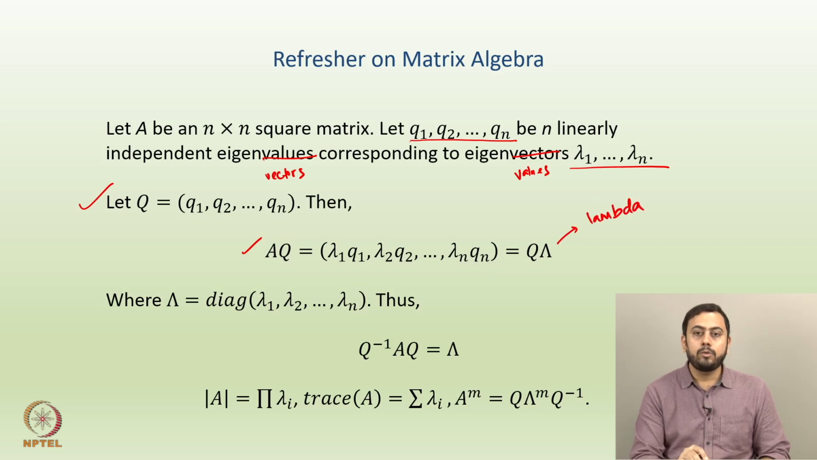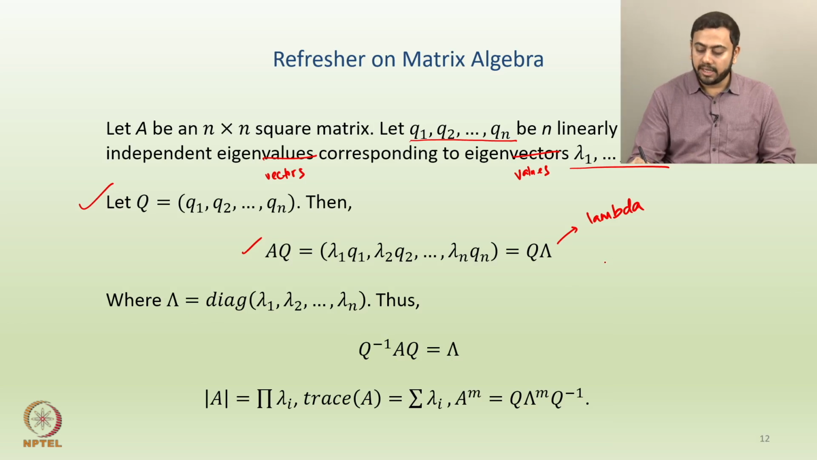So AQ should be equal to Q times capital lambda, where capital lambda is a diagonal matrix containing all the eigenvalues on the diagonal, and the off-diagonals are zeros. Make sense? So this lambda matrix is nothing but lambda 1, lambda 2 up to lambda n on the diagonal, and zeros everywhere else.